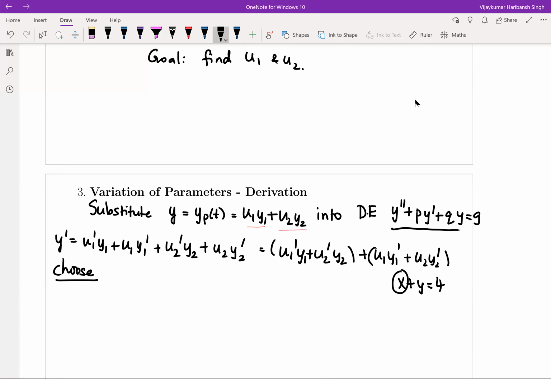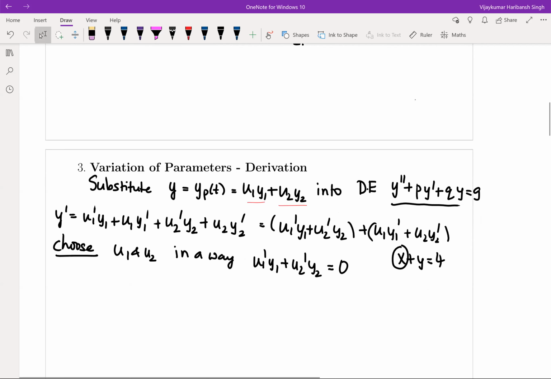So choose u1 and u2 in a way such that we get u1 prime y1 plus u2 prime y2 equals 0. Okay, so that will imply, I'm basically equating this guy to 0.